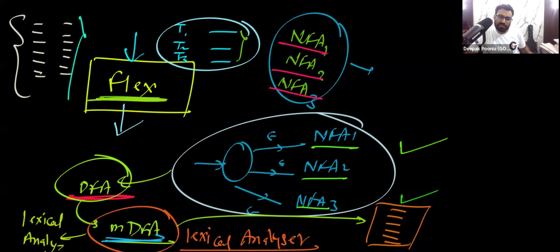Okay, you can convert this DFA into a C program also. That also will be done by this flex software. And this C program, you can say that this is my lexical analyzer. Anyway, this is not required from the GATE exam point of view, but I just want to tell you that a lexical analyzer is basically a deterministic finite automata. I hope you understood.